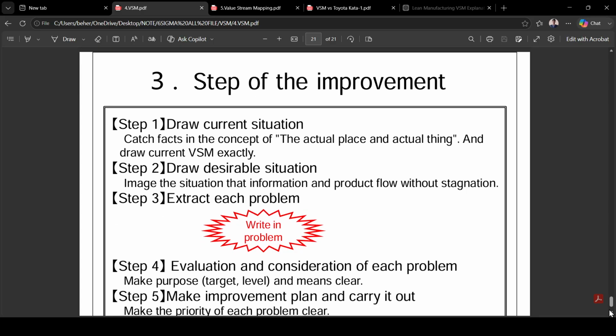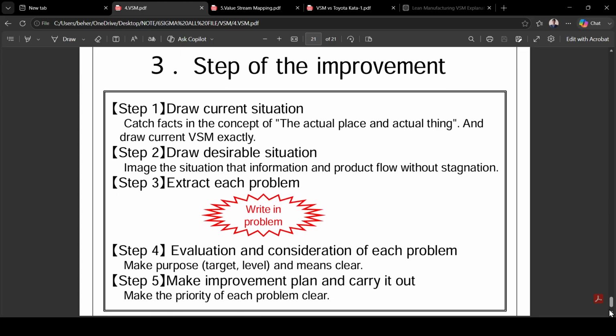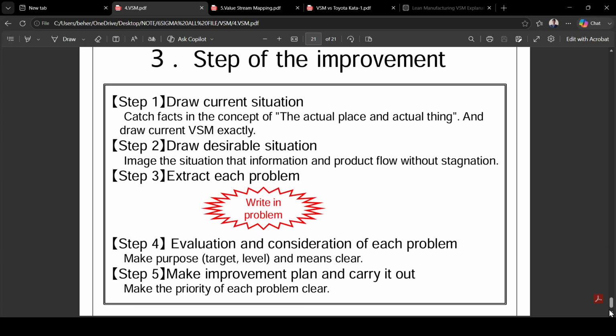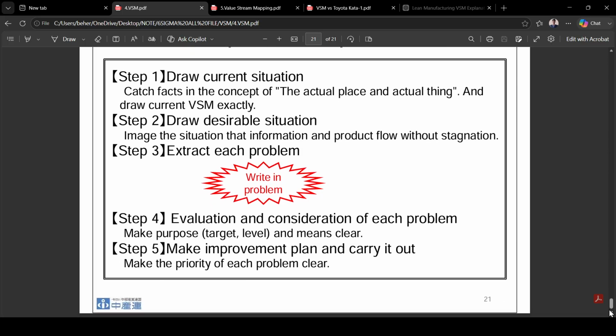Then step three, steps of the improvement. Second, draw the current situation: catch facts with the concept of the actual place and actual thing, and draw the current state VSM exactly. Then the desirable situation: imagine the situation where information and product flow without stagnation. Extract each problem and write it down. Evaluate and consider each problem. Make the proposed target and means clear. Make an improvement plan and carry it out. Make it a priority. And this will happen in this video.